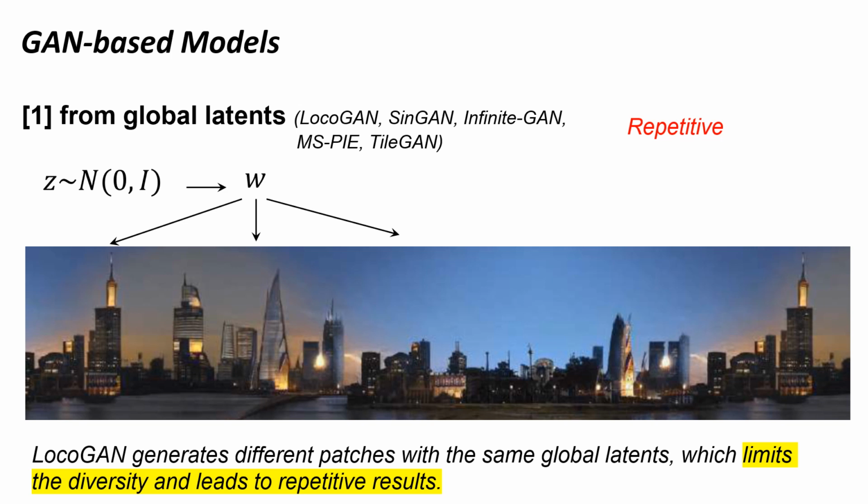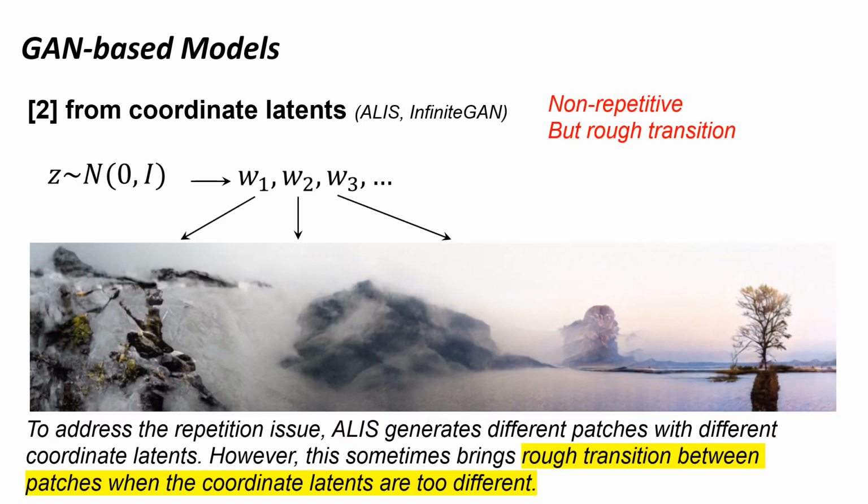Local GAN generates different patches with the same global latent, which limits the diversity and leads to repetitive results. To address the repetition issue, ALRS generates different patches with different coordinate latents. However, this sometimes brings rapid transition between patches when the coordinate latents are too different.